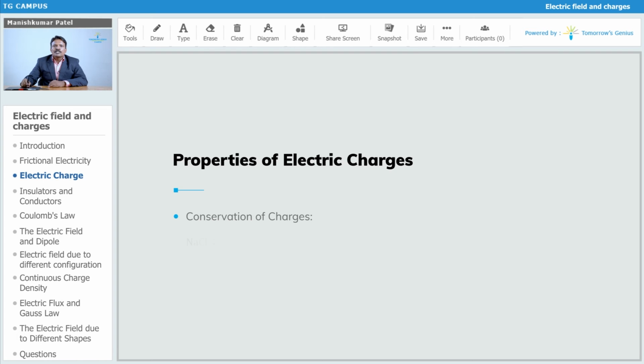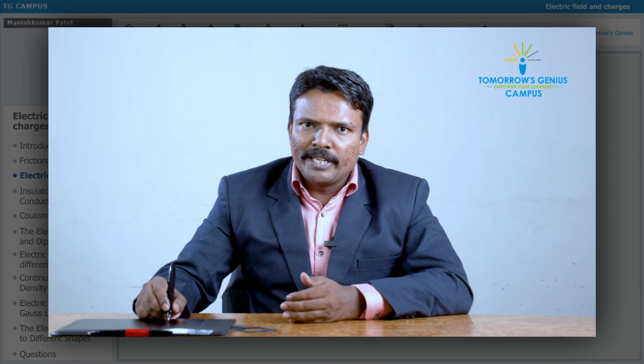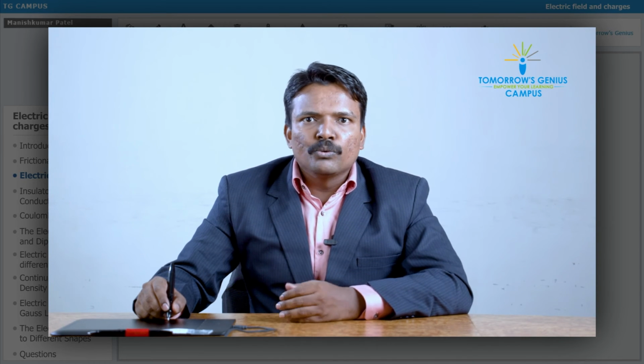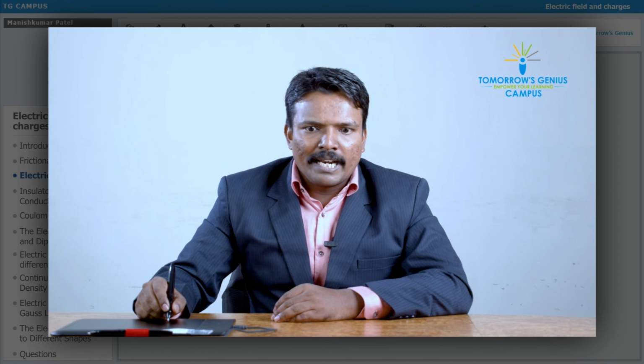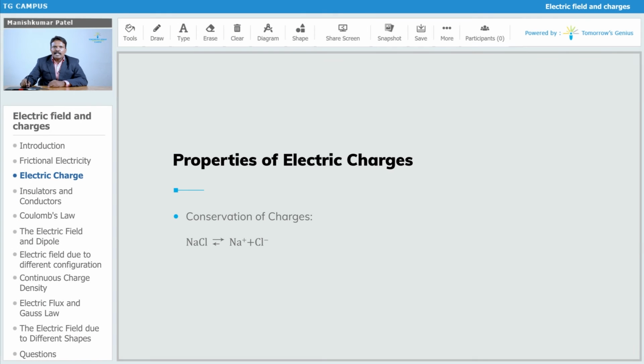Then we have also seen the conservation of charge, that is, charge is neither created nor destroyed, it is transferred from one object to another object. For example, NaCl breaks into its components Na plus and Cl minus, but again if I combine them, we get NaCl which is neutral. So this is what you can say about the conservation of charge.